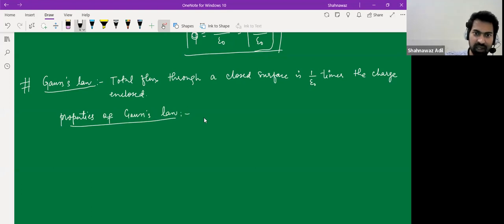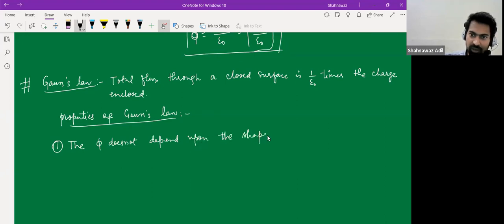It says that the flux does not depend upon the shape and size of the surface. Okay, so what do I mean by that?